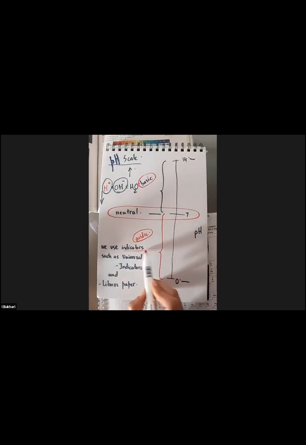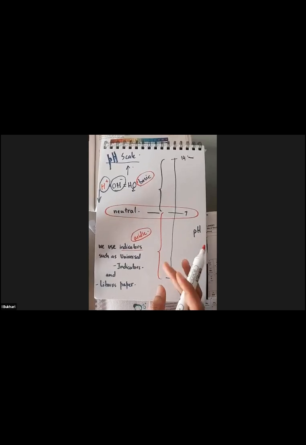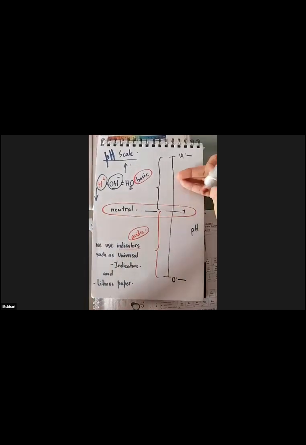Okay, now we use indicators. Don't be confused. Indicators are just chemical substances that change color according to the pH.